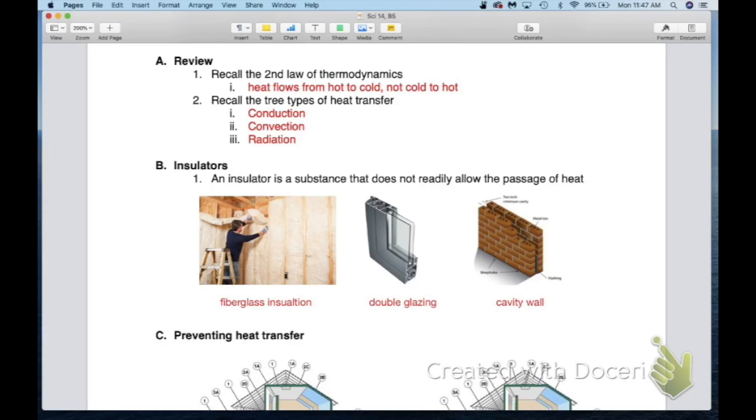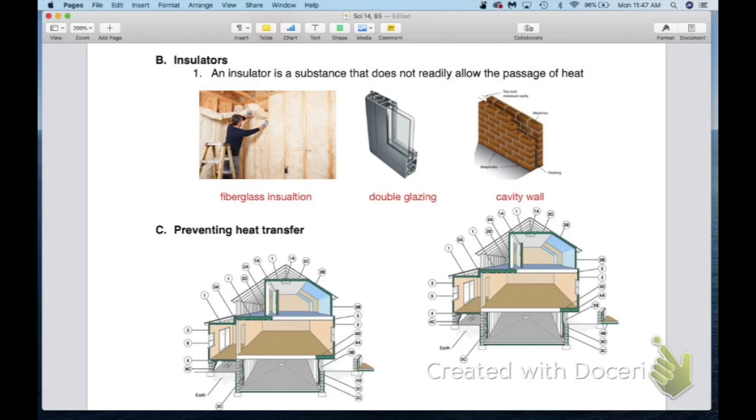So first of all, let's just remember the second law of thermodynamics. Heat flows from hot to cold, from a hot area to a cold area. And remember that there's 3 types of transfer: conduction, convection, and radiation. Okay, so an insulator is a substance that does not readily allow the passage of heat.